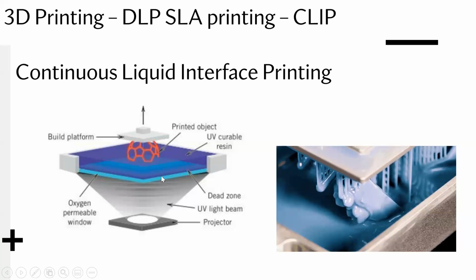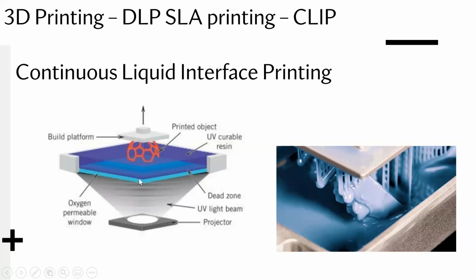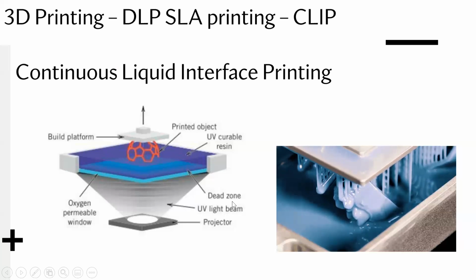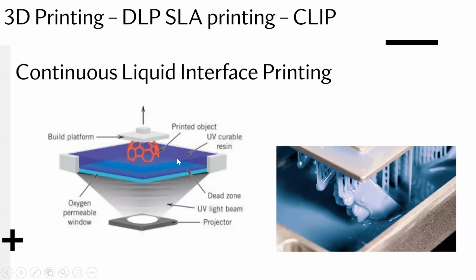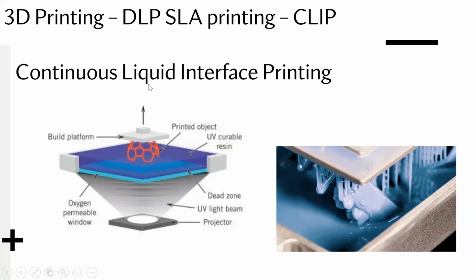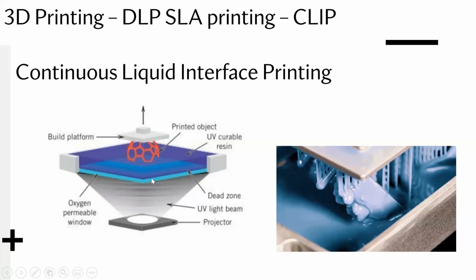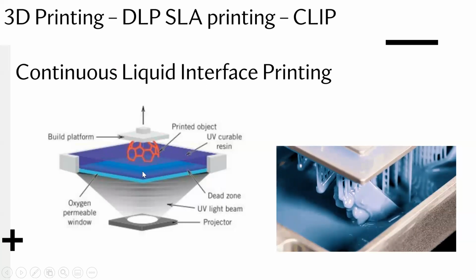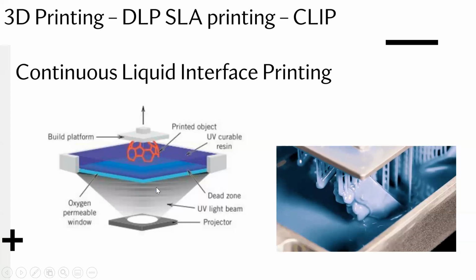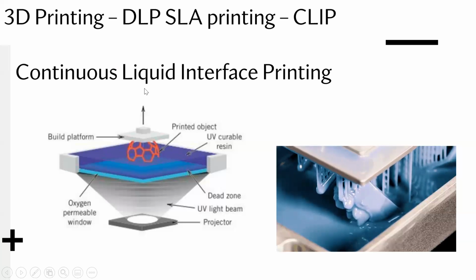Now, what we call this oxygen-rich layer is the dead zone. This dead zone is the region where you don't get any cross-linking or any polymerization because, as the name suggests, it's a dead zone and the oxygen there doesn't allow any polymerization to initiate. So we call this continuous liquid interface printing because, of course, there's always a liquid interface here that is not allowed to transform into a solid, and it allows for a continuous printing process.